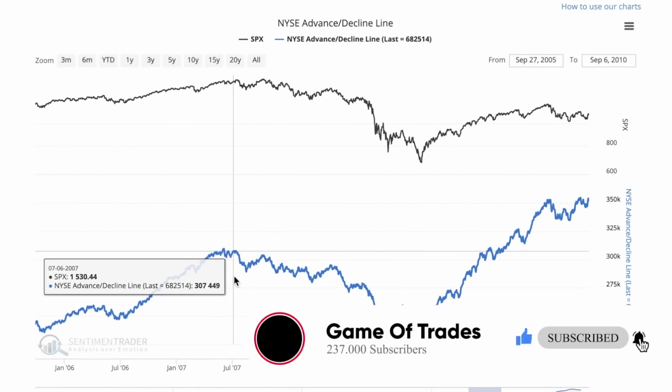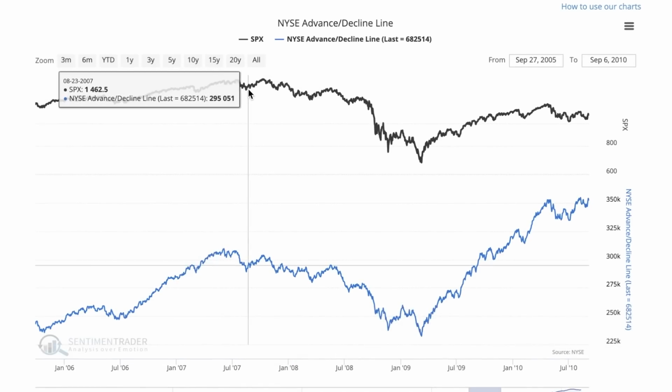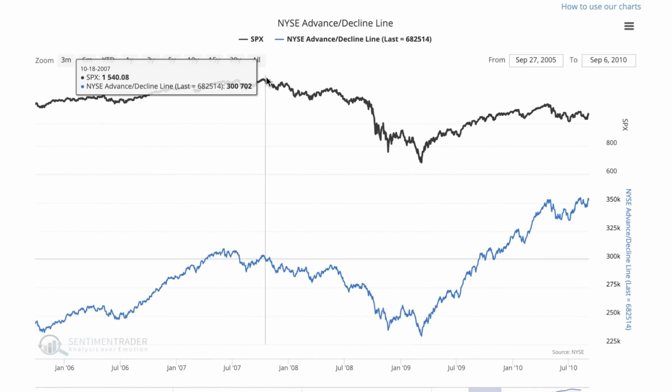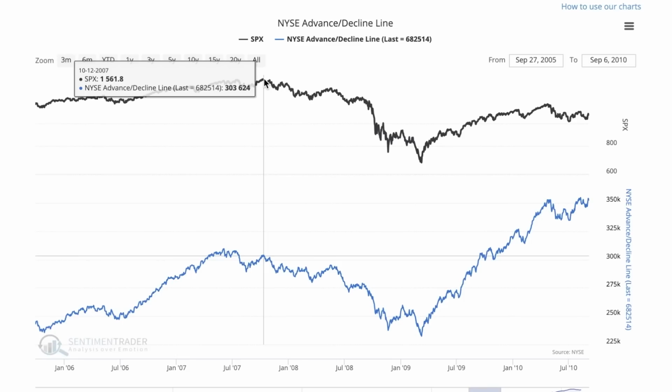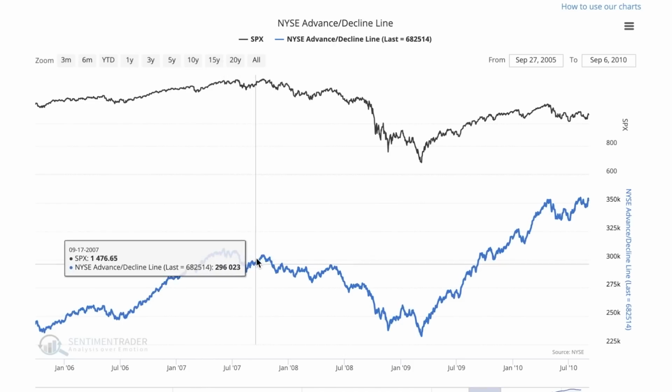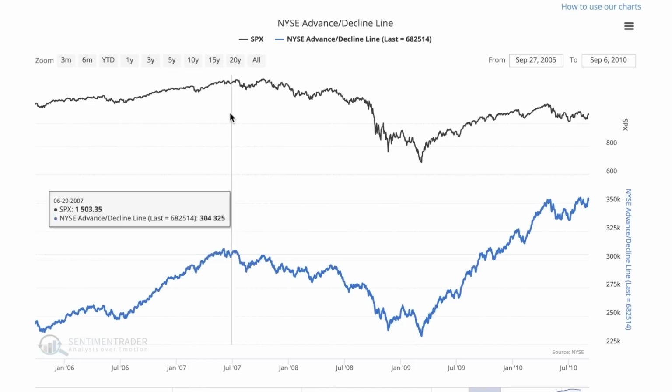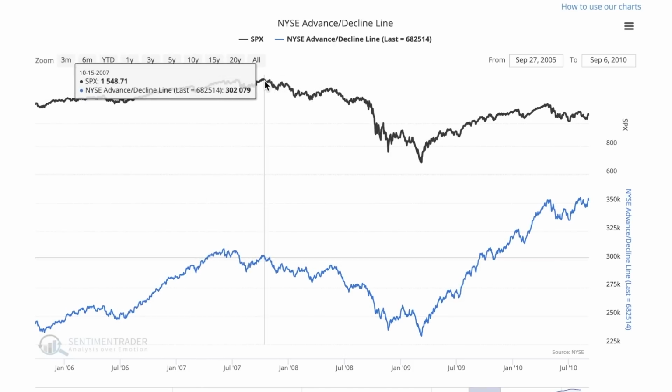Now, 2008 is very interesting. You can see here the market making the final all-time high in October of 2007. Look at what the advanced decline line is doing right there in blue at the bottom. Well, it's making a lower high. So the advanced decline line is beautifully predicting the top of the bull market in 2007.